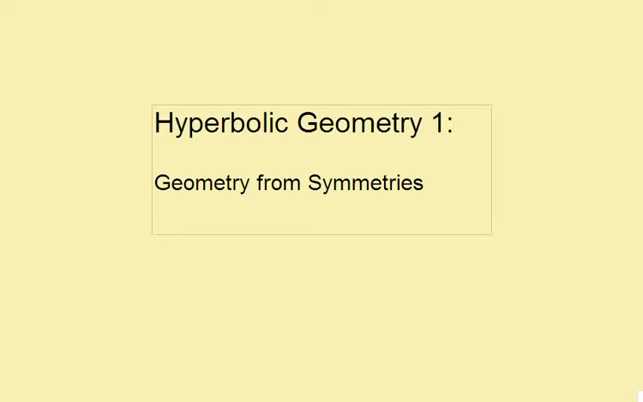So this is the first in a series of screencasts where I introduce some basics of hyperbolic geometry. The first screencast, my goal is simply to introduce the hyperbolic distance, what's called a Poincare metric. It comes from symmetries from complex analysis. That's the point of view I'll be taking. Let's look at it in a little more detail.